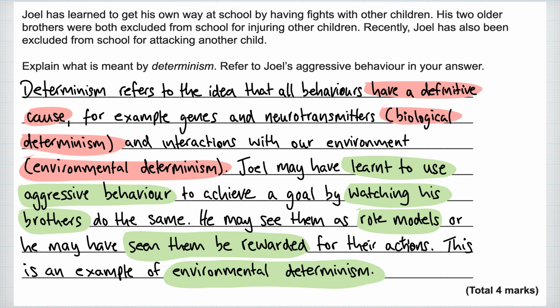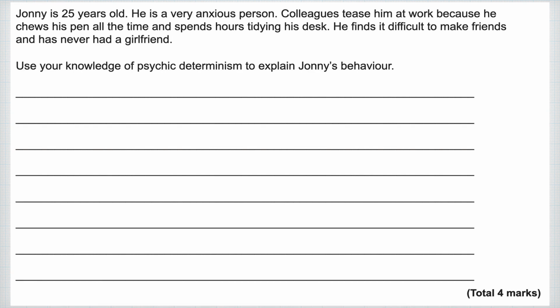Okay, so that was question 2. So moving on, question 3 is specifically about psychic determinism. Now, really importantly here, make sure that you make links to the psychodynamic approach. It's important if you want to access the marks.